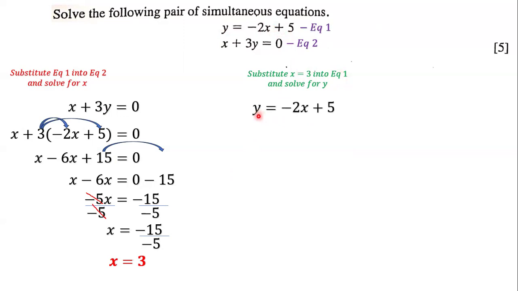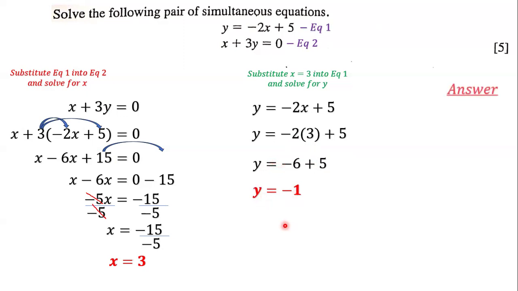So equation 1 states that y is equal to negative 2x plus 5, but we know what x is. X is 3, so let's put that into this equation. And so we have y is equal to negative 2 times 3 plus 5. What is negative 2 times 3? Well, negative 2 times 3 is negative 6. And so we have that y is equal to negative 6 plus 5, and negative 6 plus 5 is definitely negative 1. So y is equal to negative 1.